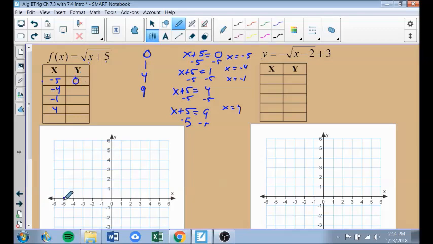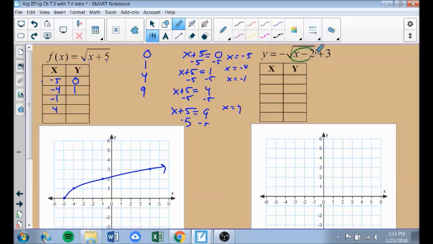I plug in negative 4 for x. Negative 4 plus 5 is 1. The square root of 1 is 1. I plug in negative 1 for x, I'm going to get out 2. And I plug in 4 for x, and I get out 3. Here is my half parabola on its side. I'm going to plug in smart numbers for x to make the calculations and graphing with whole numbers, or at least integers, rather simple.